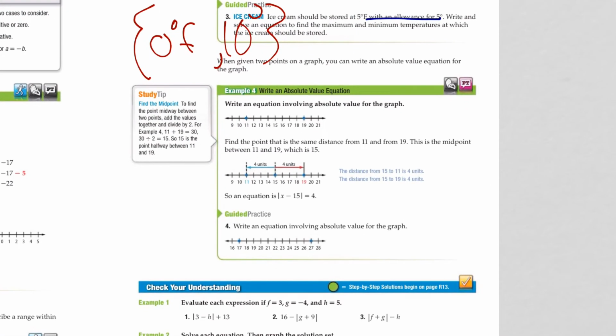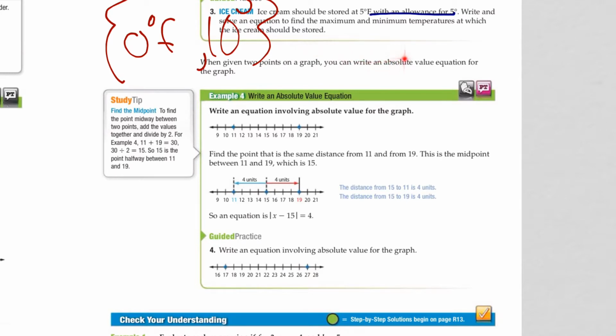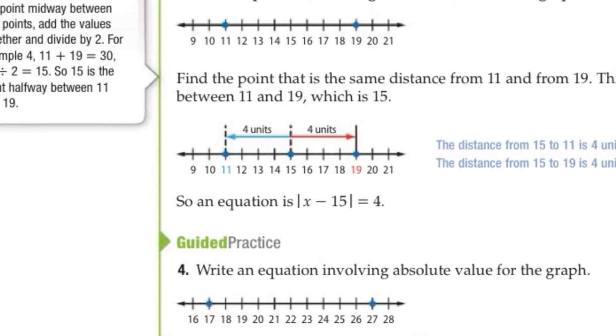Now, when given 2 points on a graph, you can write an absolute value equation for the graph. So what happens if they just give me a graph? What do I have to do? It says, find the point that is the same distance from 11 and from 19. This is the big word right here, the midpoint, between 11 and 19, which is 15. So all we're doing is finding the middle between 2 points. See how there's these 2 points right here? All I have to do is find the middle.